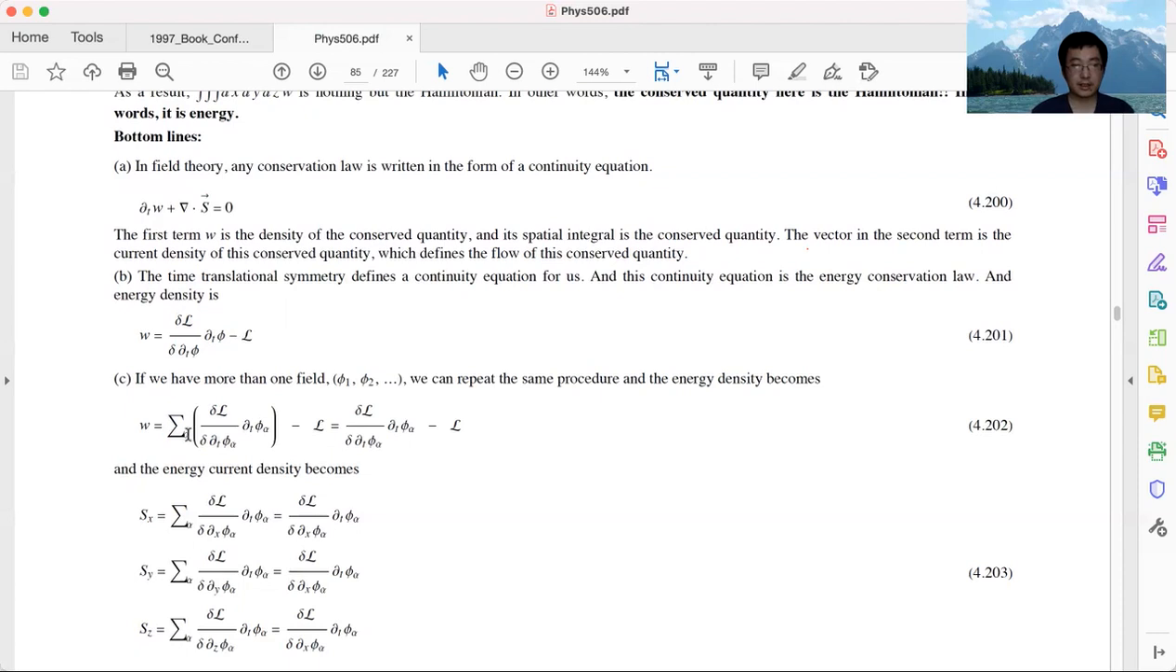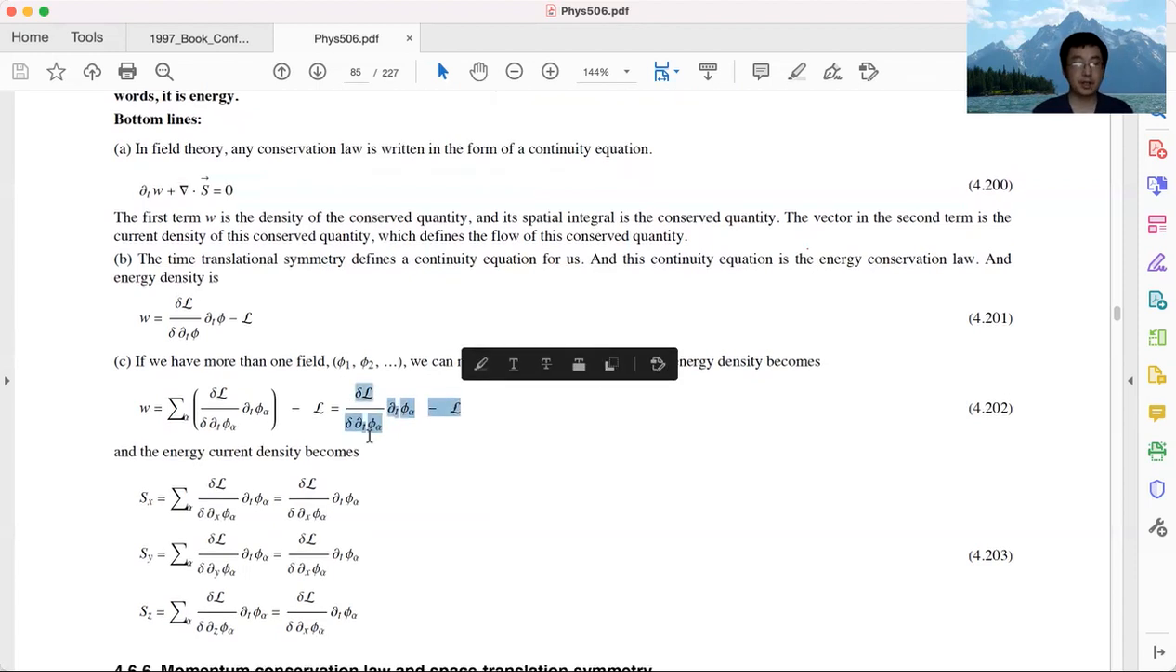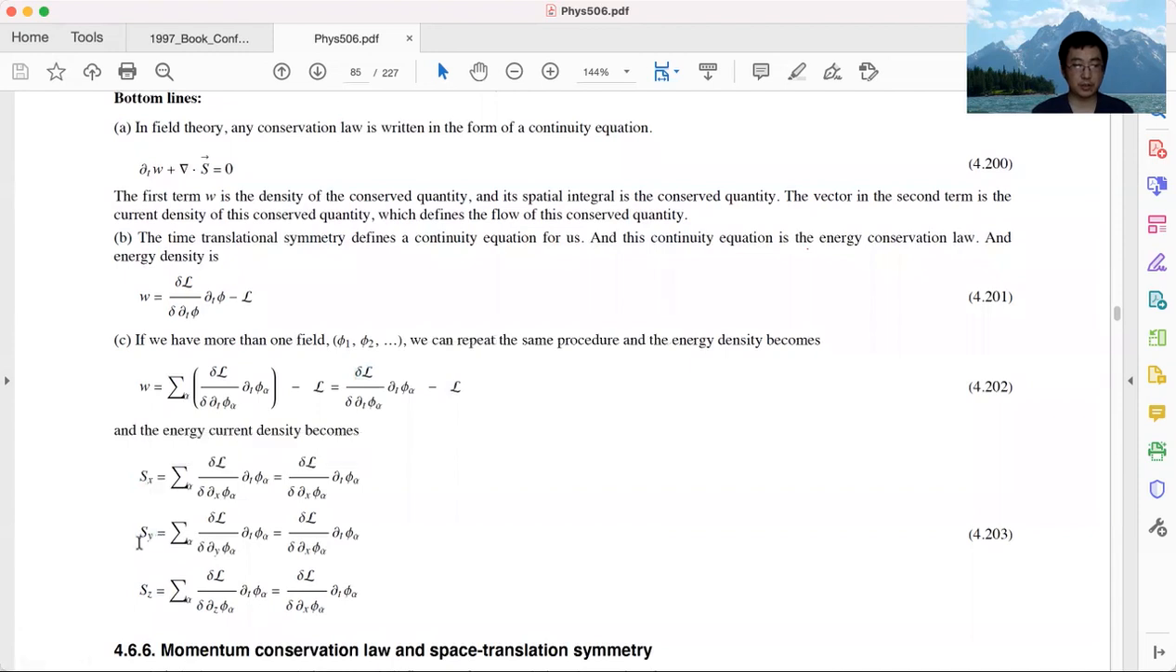And this sum over alpha, we can use the Einstein convention. Using Einstein convention, we have a repeating index, alpha appears twice, so alpha will be automatically summed over. So we don't really need to write down the sum over alpha if we use Einstein's convention. So the energy density with multiple fields becomes this. And the energy current density with multiple fields becomes this.